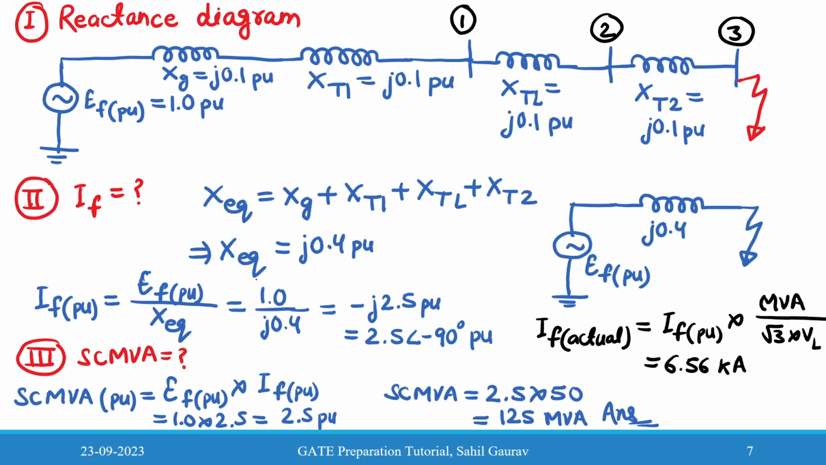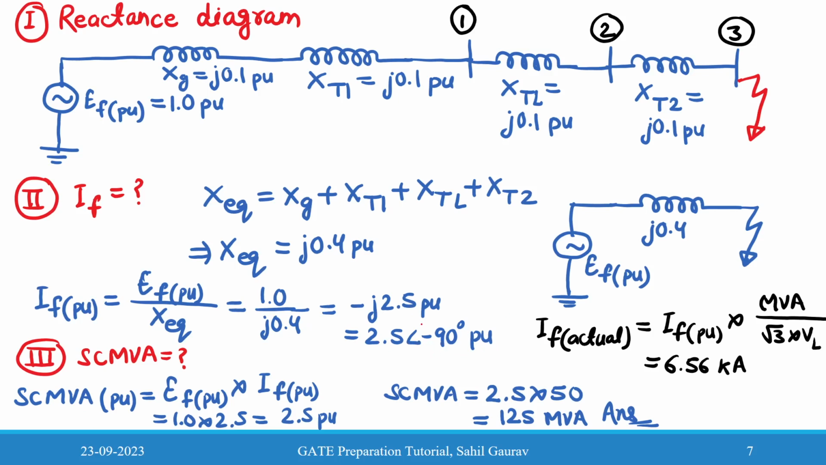So here we will first find the equivalent reactance. Equivalent reactance will be just the sum of the reactance values. So we will get j0.4 per unit. So I_F per unit will be E_F per unit divided by X equivalent. So we will get minus j2.5 per unit. You can also write it as 2.5 at the angle of minus 90° per unit.